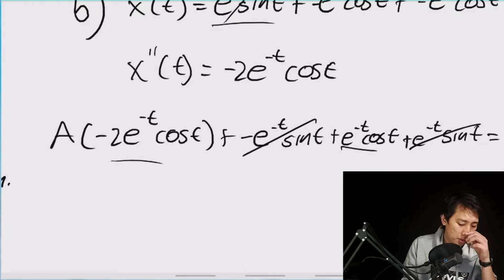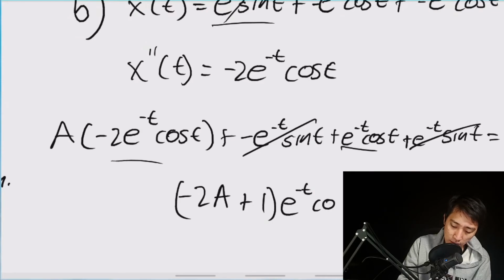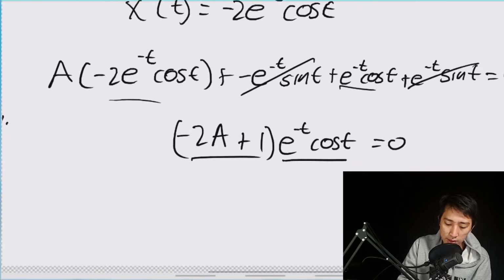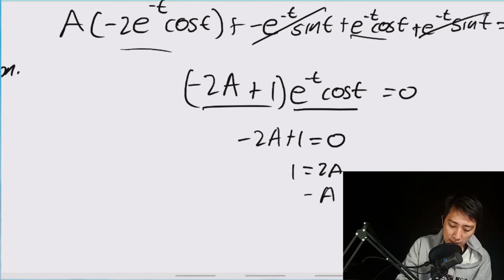So what we're going to have here is I'm going to factor out this e to the negative t. So I'm going to have negative 2a plus 1 times e to the negative t cosine of t equals 0. So basically I factored this out. Using zero product property, this is equal to 0 or this is equal to 0. So negative 2a plus 1 equals 0, which means that 1 equals 2a. We divide by 2, so that means a equals 1/2.